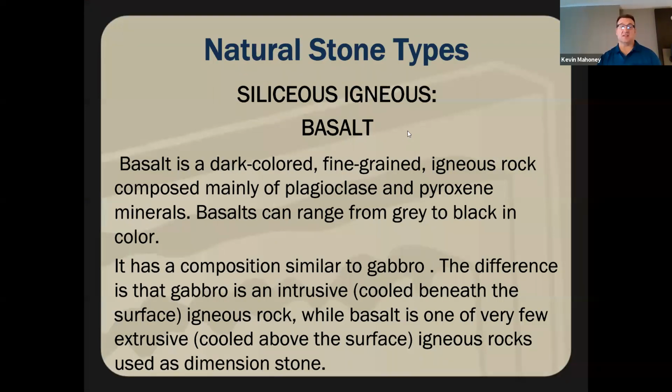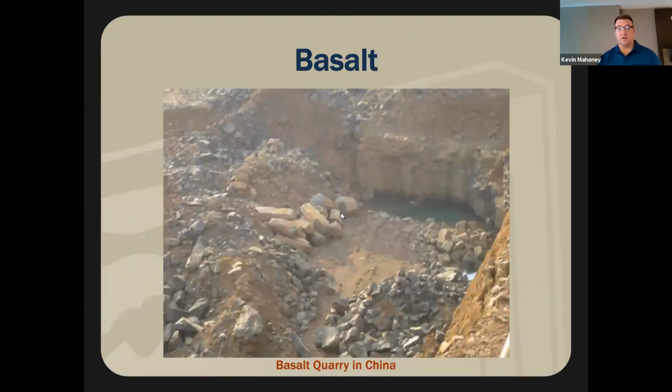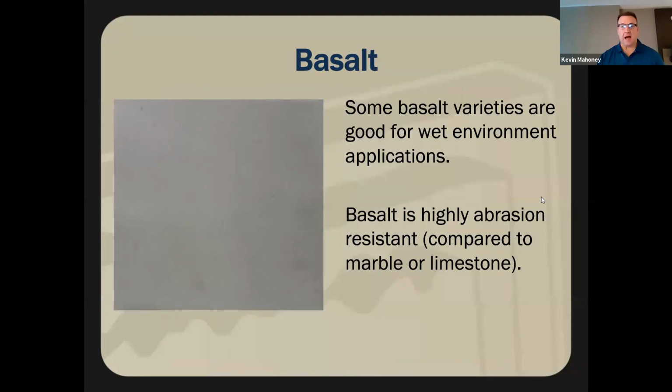Basalt is a silicious igneous stone, and has a composition similar to gabbro. Let's just show you a few pictures. This is cooled above surface, and it actually forms, if you look down at these columns down here, almost in large crystal forms. This is a basalt quarry in China, and you can see it almost has an octagon type shape, and they're harvested off the wall that way. Not in blocks, but in those shapes.